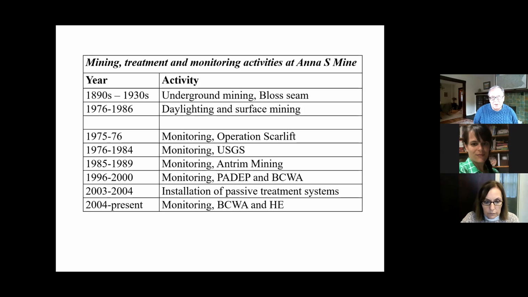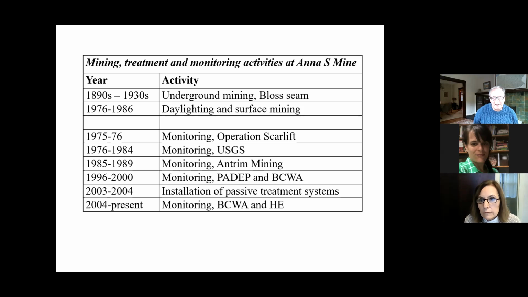And then it was surface mined in the 1970s and 1980s. And during that process, right before the surface mining, Operation Scarlift happened, which was very convenient since we had a good baseline of what was up there. Then there was monitoring during the daylighting and the surface mining by USGS.